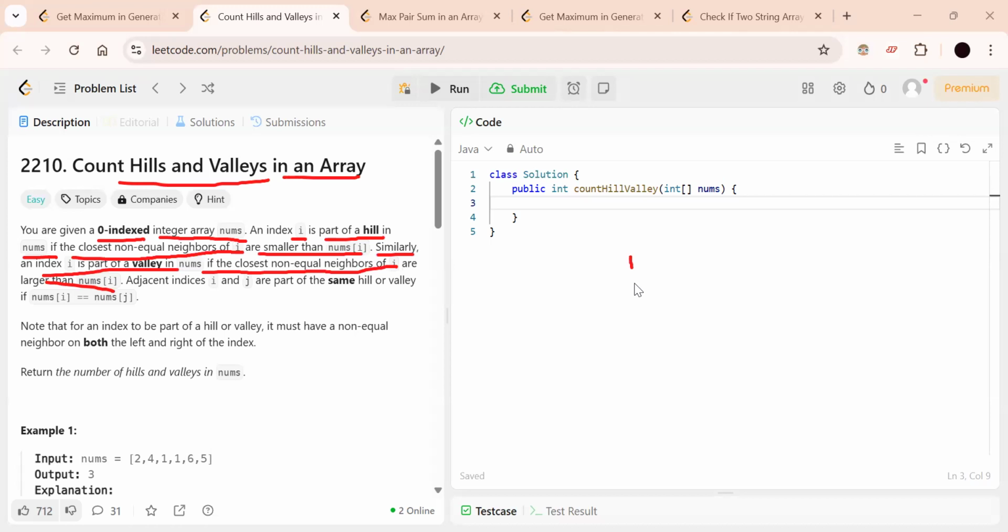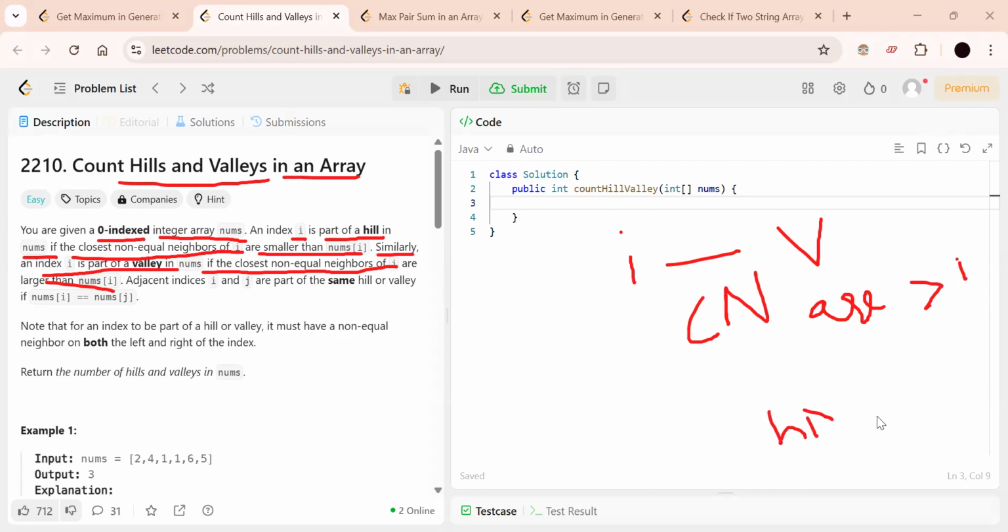So the current index is part of a valley if the closest numbers are greater than the ith value, and part of a hill if the closest numbers are less than the ith value. That's all. Very simple one.